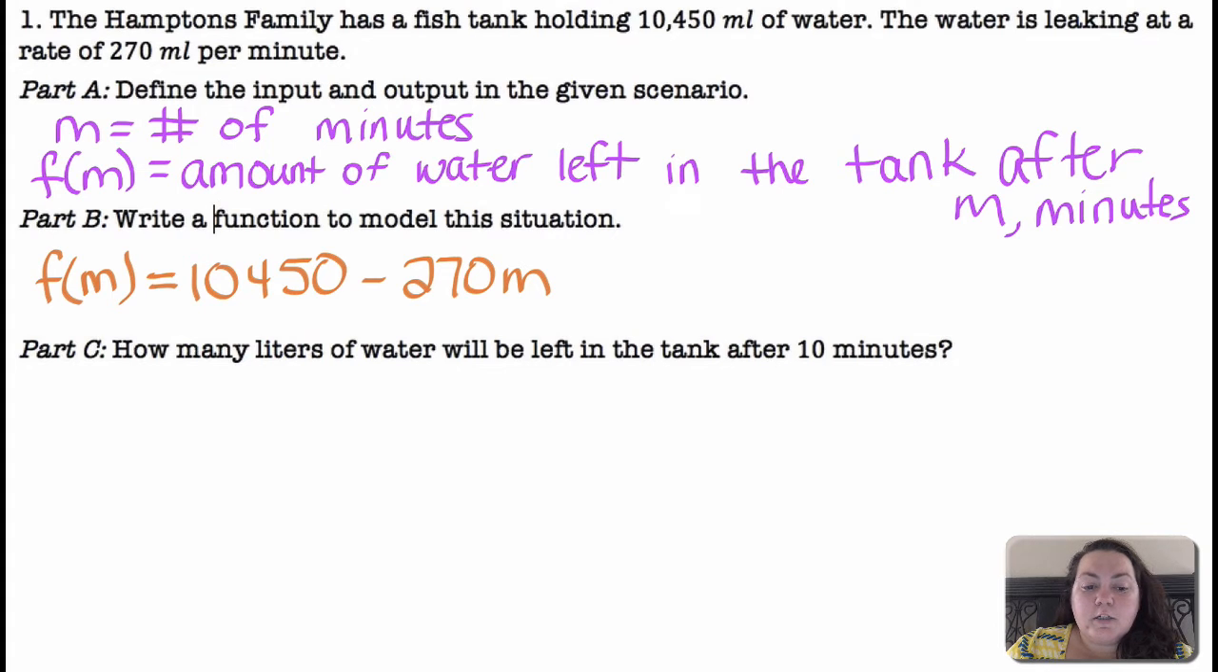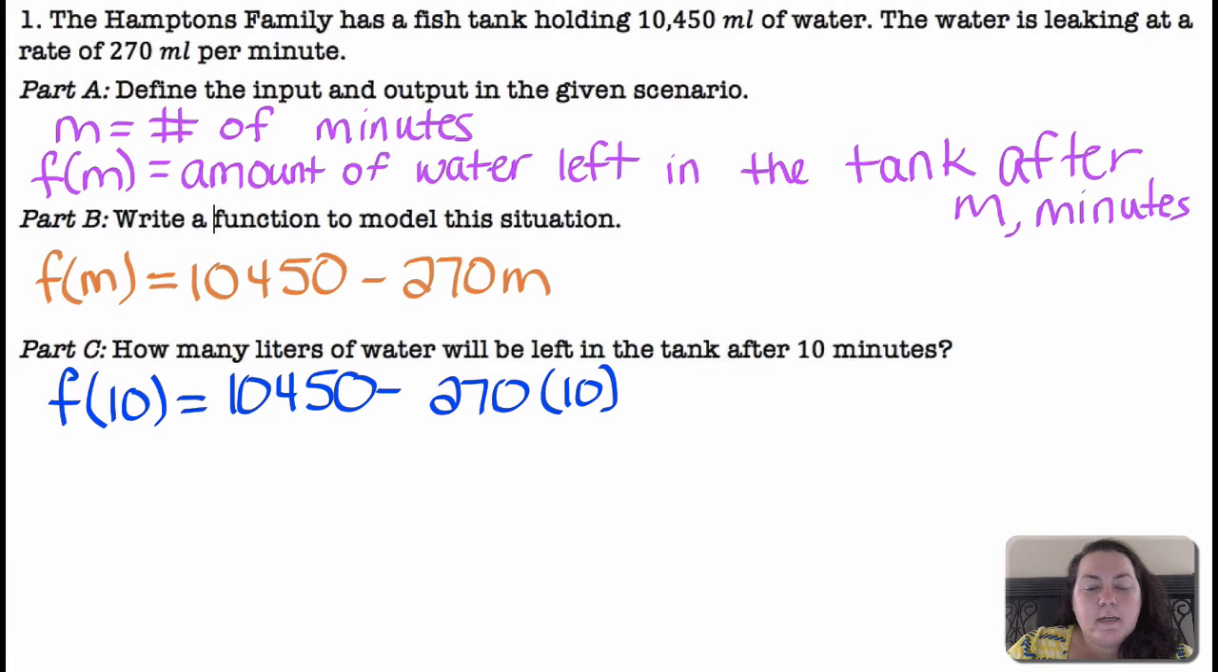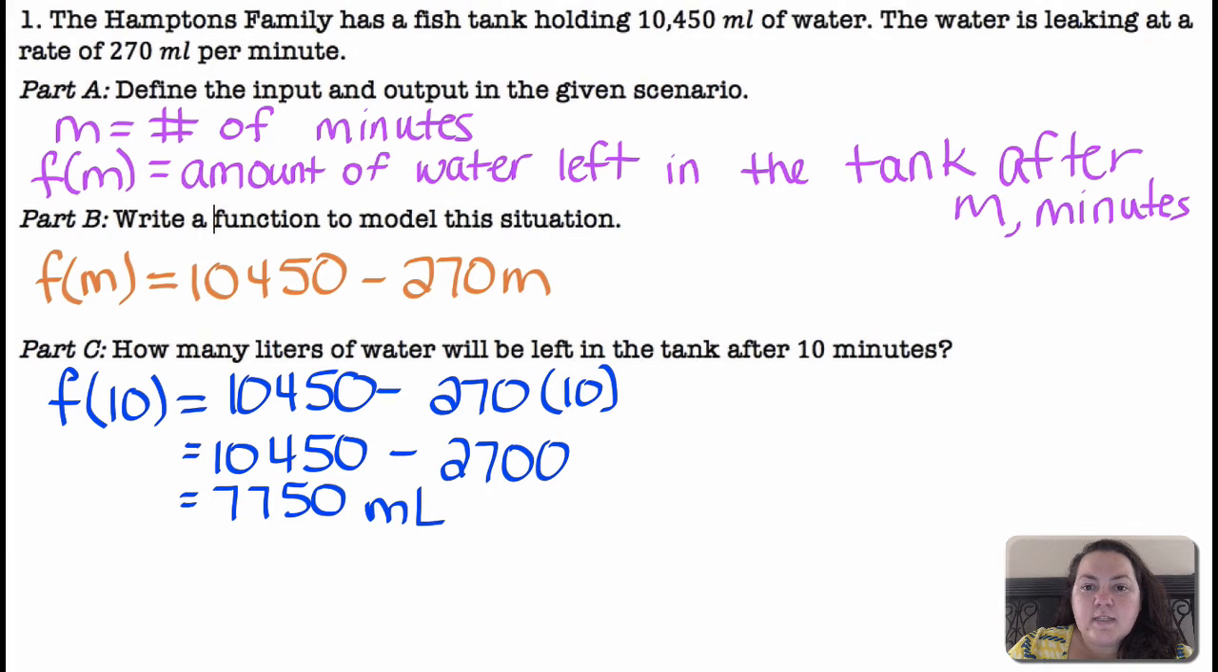How many liters of water will be left in the tank after 10 minutes? Well, this function is going to give me milliliters, so then I'm going to have to convert. So I'm going to do f of 10 for 10 minutes. I'm going to plug 10 in everywhere I see an m. And I'm going to do 270 times 10, which gives me 2,700. I'm going to subtract that from 10,450, and I get 7,750 milliliters. But they want the answer in liters. So I know that there's 1,000 milliliters in a liter. And if you don't believe me, you can ask Siri or Google. Okay, so I'm going to divide by 1,000. Or you can just move your decimal 3 places to the left.